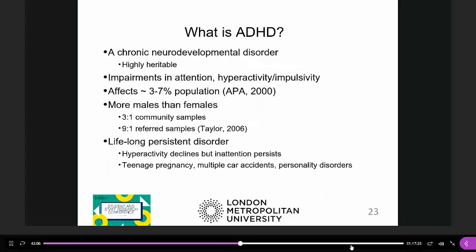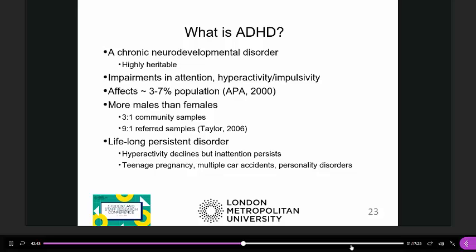So what is ADHD? It is a chronic neurodevelopmental disorder. It's highly heritable. There are impairments in attention, hyperactivity, and impulsivity. It affects about 3 to 7% of the population, and there are more males than females. So in community samples, it's about 3 to 1, 3 boys to 1 girl. And in referred samples, that means you're being referred to an examination in the Child and Family Services, the ratio is even more pronounced, 9 to 1.